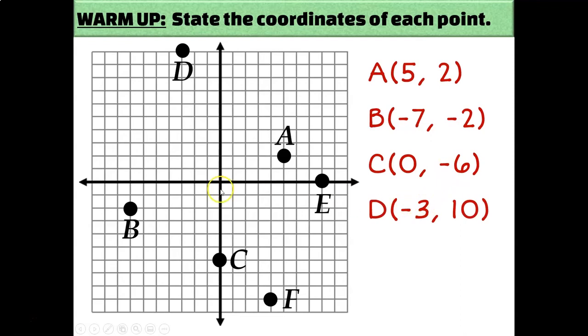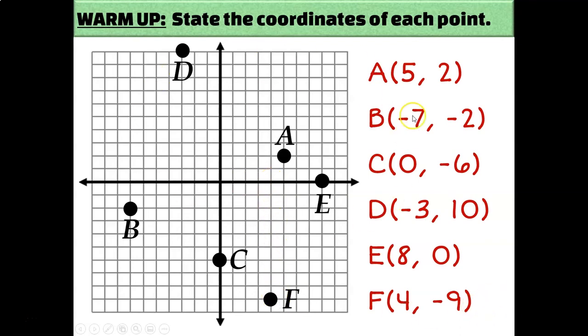D is the point -3, +10, because I would go to the left 3, which is -3, and up 10, which is +10. Point E is 8, 0, because I would go to the right 8, and then I don't go up or down at all. I'm already where I need to be, so the y value of this point must be 0. And last but not least, point F is 4, -9, because I would go to the right 1, 2, 3, 4, so +4, and down 9, so -9.